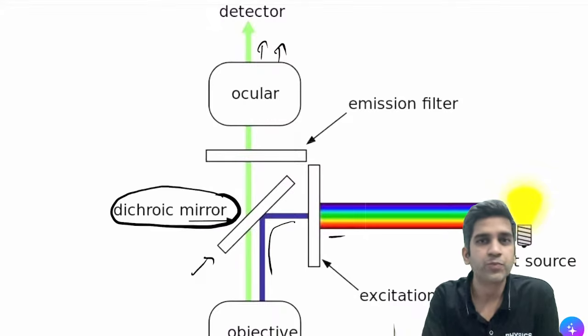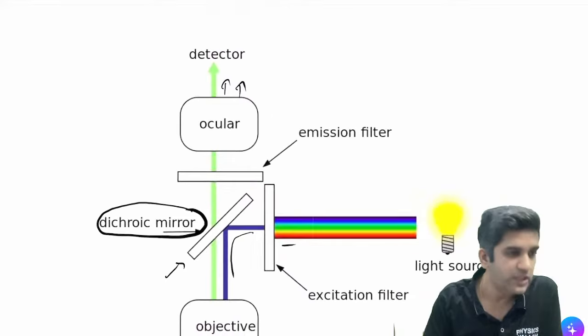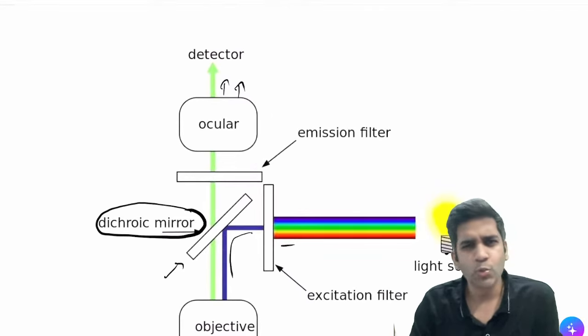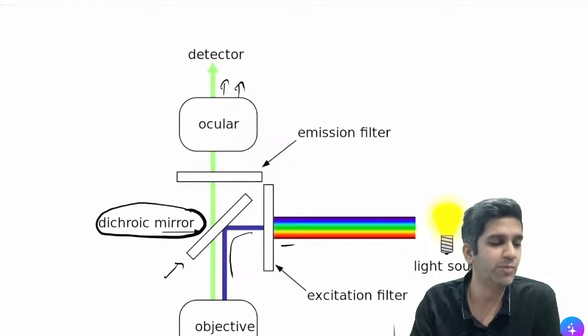So can anyone tell me what color the image will be? If this is the mechanism, what color will the image be? One color of the VIBGYOR. It's not difficult to remember.